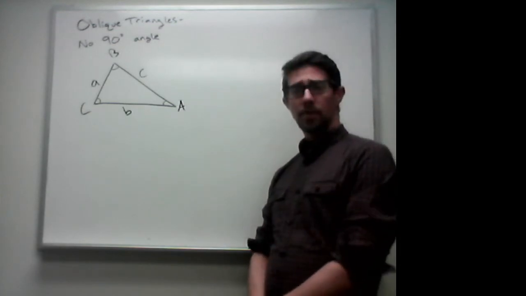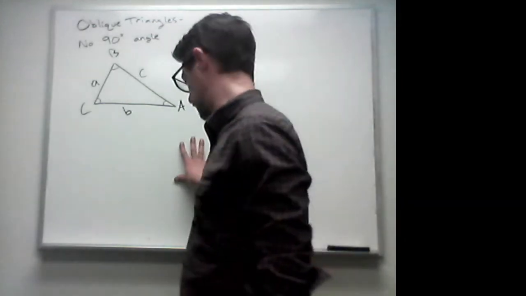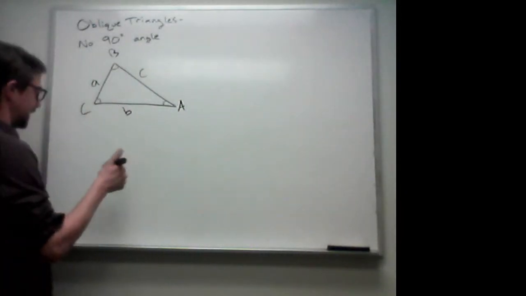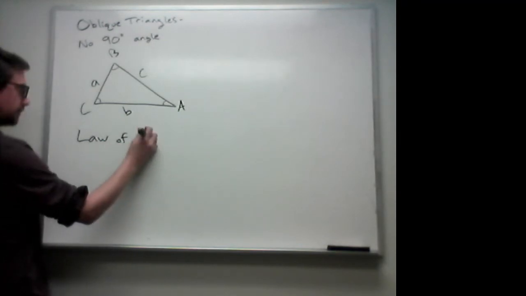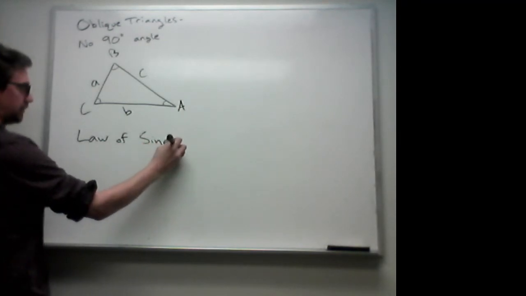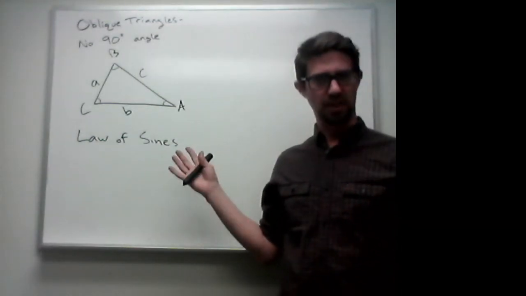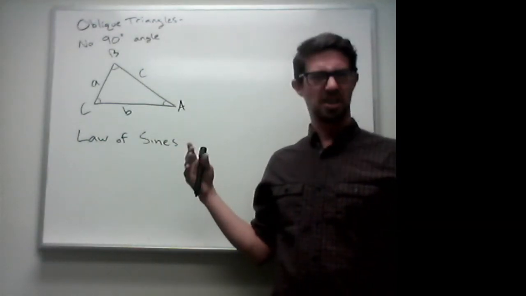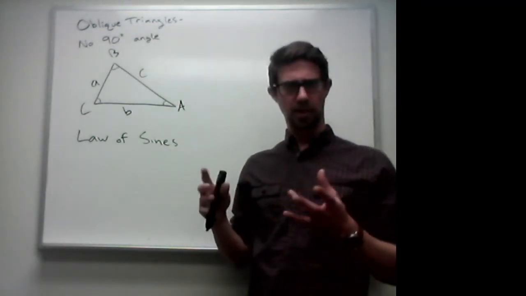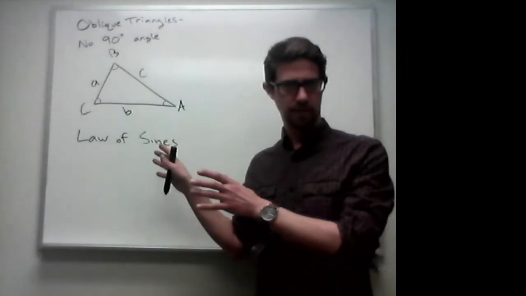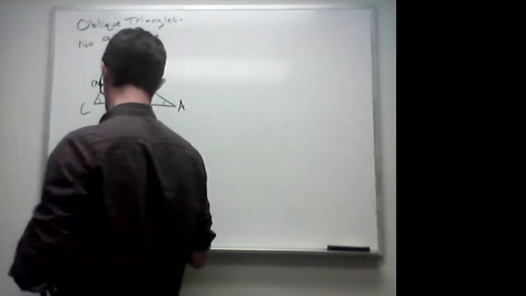Okay, so the first tool in our toolkit for solving oblique triangles is called the law of sines. I'm not going to derive this formula or prove it for the purposes of this video. It's pretty easy to do. It comes right out of SOHCAHTOA and some stuff about the area of a triangle. So it's not hard to wrap your head around why this works, but here's what it is.